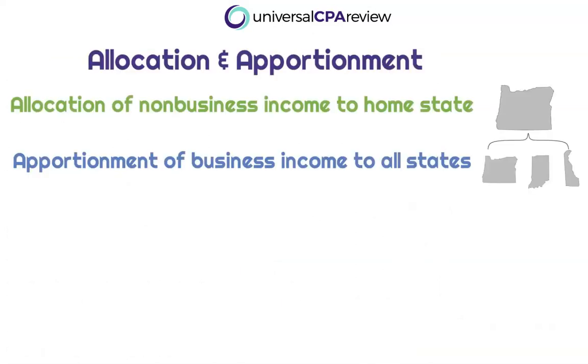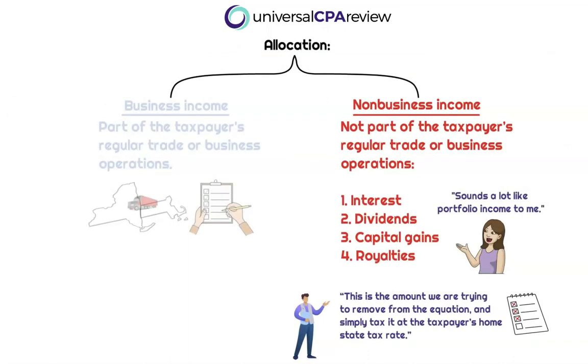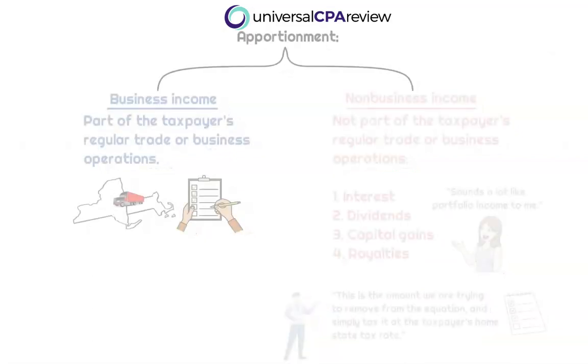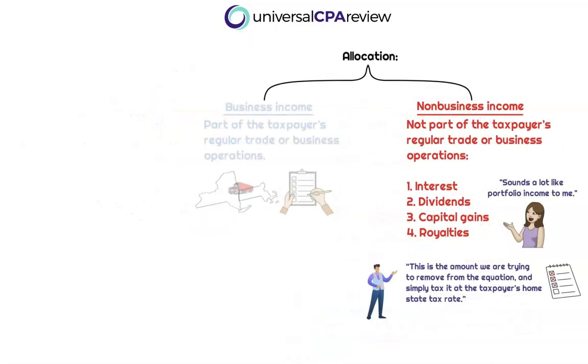Okay, so the next thing we're going to talk about related to nexus is the rationale in the concept of allocation and apportionment. Okay, so these are two words that sound very similar, but also mean two completely different things. Okay, so when you're thinking about allocation, you're thinking about the association that the company has with its non-business income, whereas the term apportionment is going to be associated with business income. Okay, so let's start with allocation.